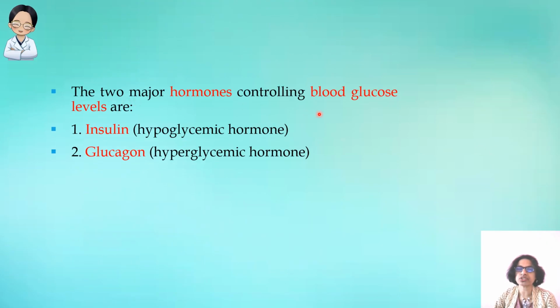The two major hormones controlling blood glucose levels. What are they? One is insulin, the other one is glucagon. Insulin is known as the hypoglycemic hormone, whereas glucagon is known as the hyperglycemic hormone.